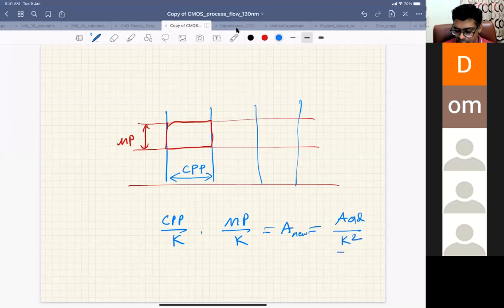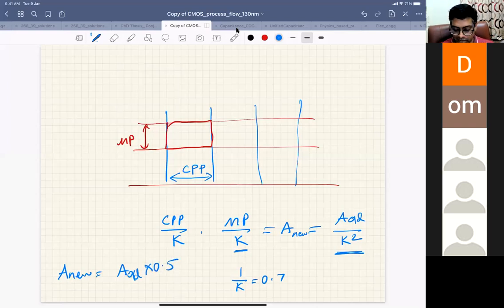Sorry, if 1 by k is 0.7, then 0.7 times 0.7 is about 0.5. So your new area will be the old area into 0.5. So this is the scaling.